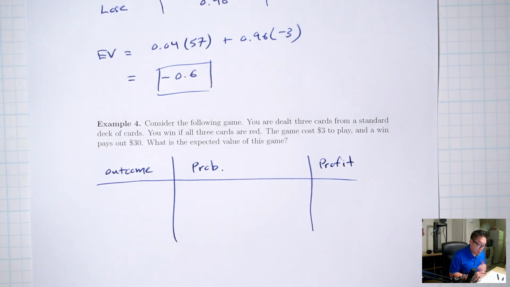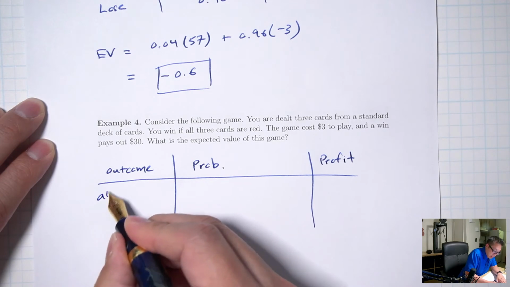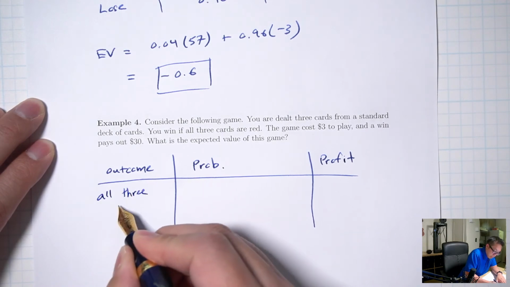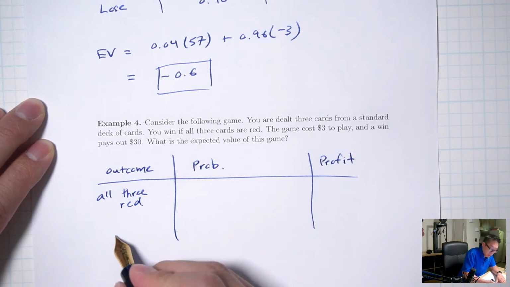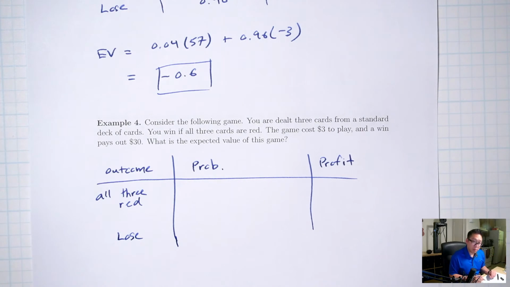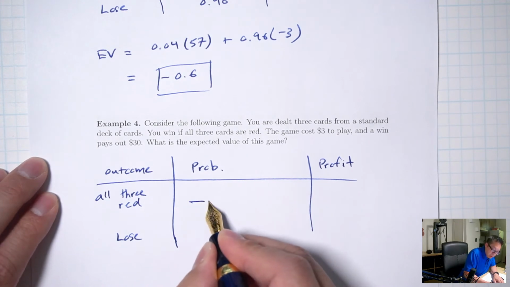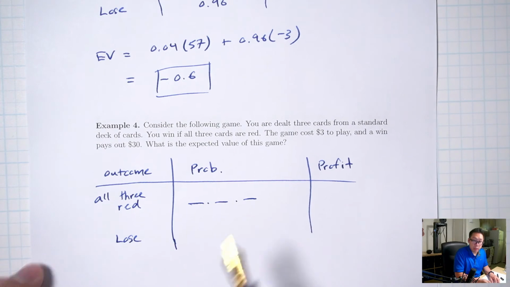So this game, the only way to win is to get all 3 cards red. So all 3 red. Otherwise, you lose. So now we're talking about cards. All 3 red, so we're talking about 3 cards. I should have 3 fractions. So I went red, red, red.